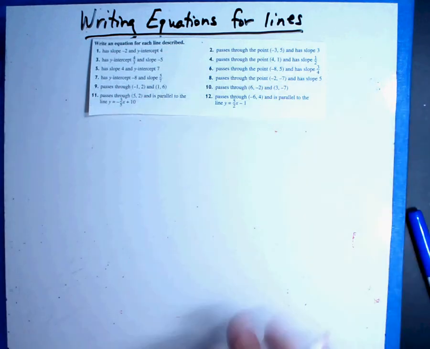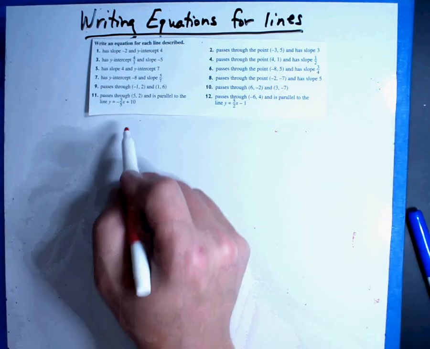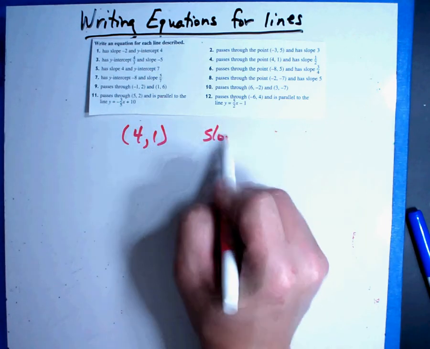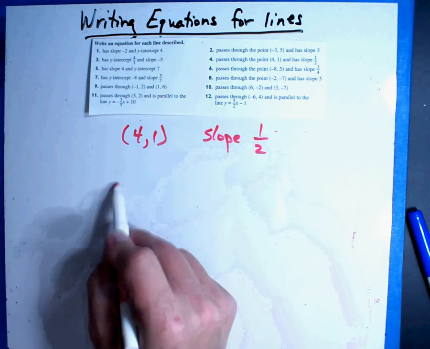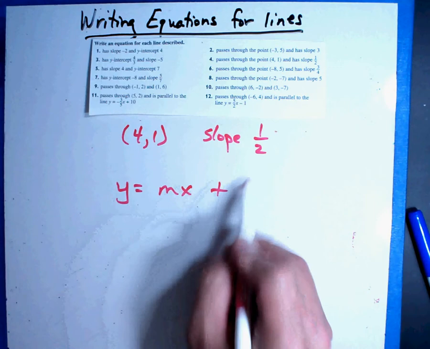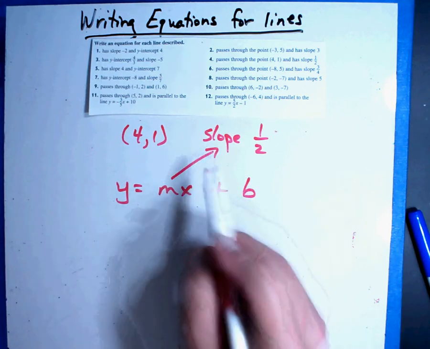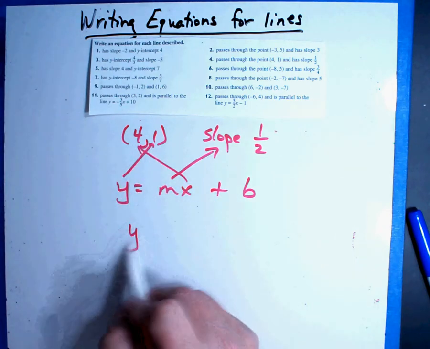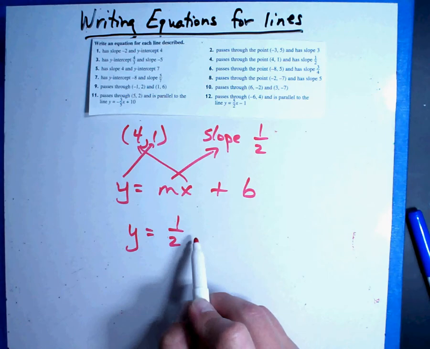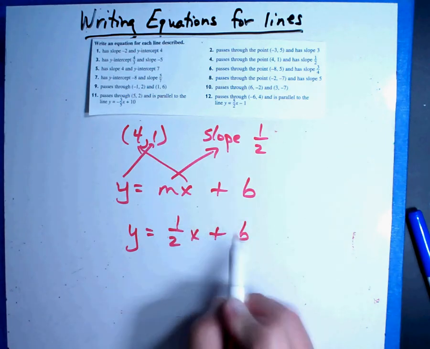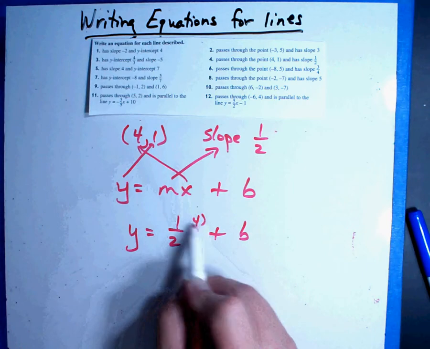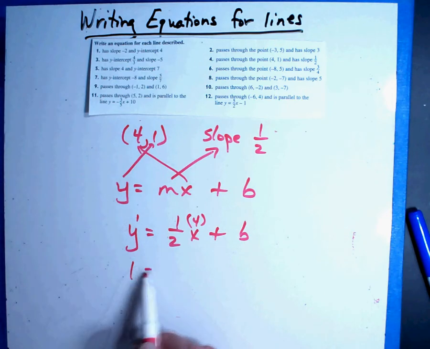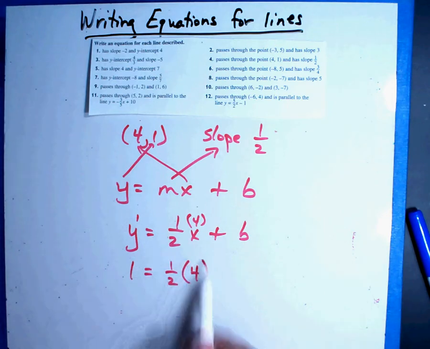Let's say number 4, because these are the ones I know that are a little bit more difficult. The point is (4, 1) and a slope of 1/2. So y equals mx plus b. There's my slope, and there's my x, and there's my y. So y equals 1/2 x plus b. So I plug in my x is 4, that's going to go there, and y is 1. So 1 equals 1/2 times 4 plus b.